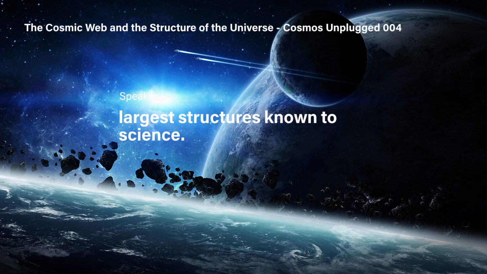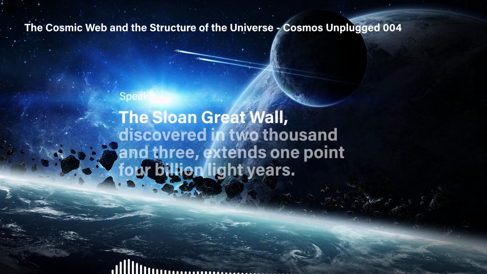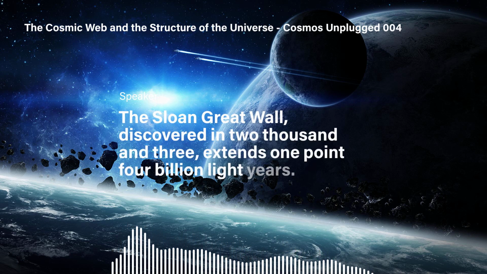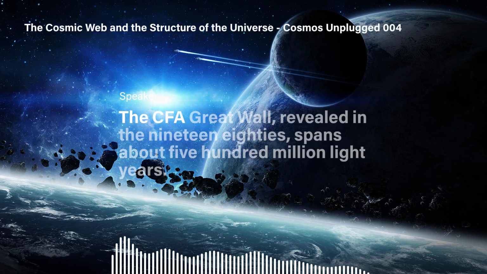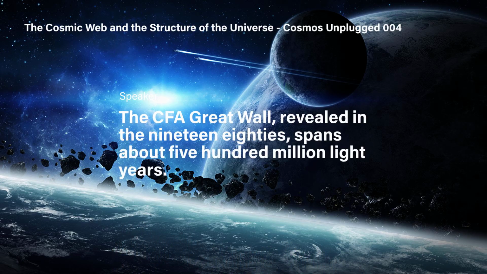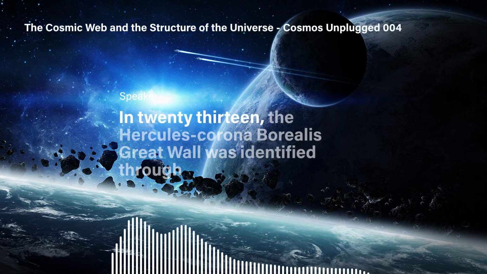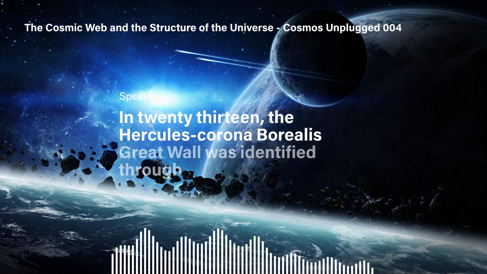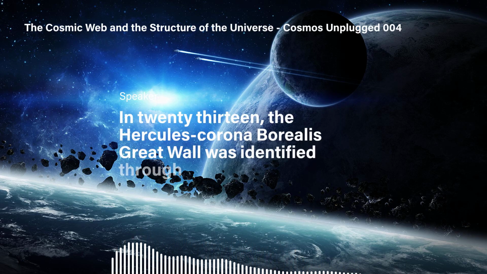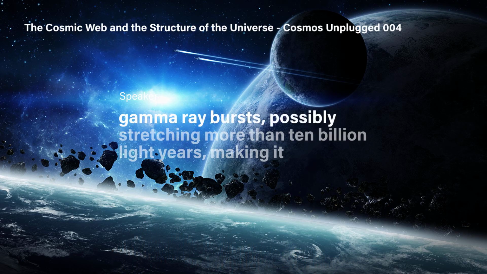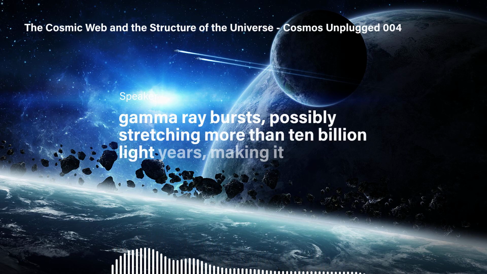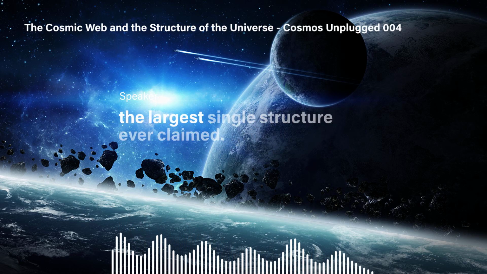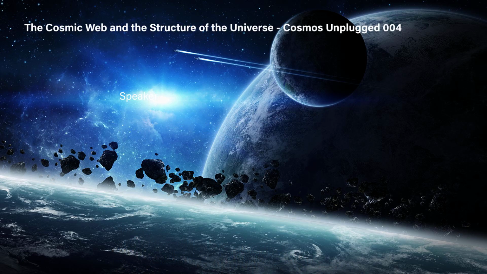The cosmic web stretches across unimaginable scales, and within it lie some of the largest structures known to science. The Sloan Great Wall, discovered in 2003, extends 1.4 billion light-years. The CFA Great Wall, revealed in the 1980s, spans about 500 million light-years. In 2013, the Hercules Corona Borealis Great Wall was identified through gamma-ray bursts, possibly stretching more than 10 billion light-years, making it the largest single structure ever claimed.